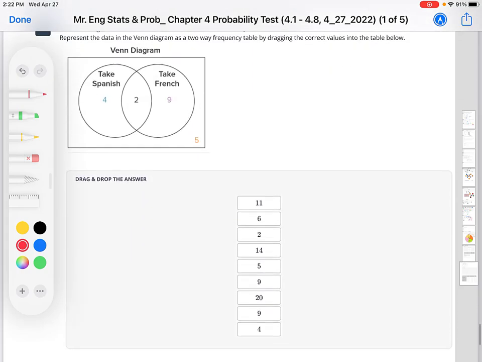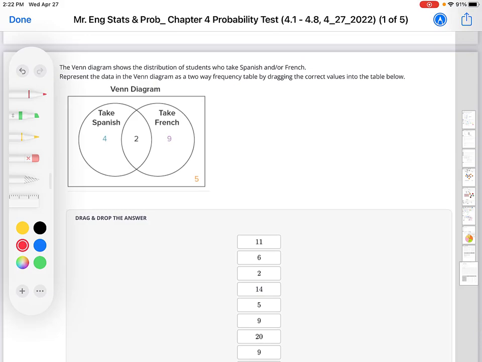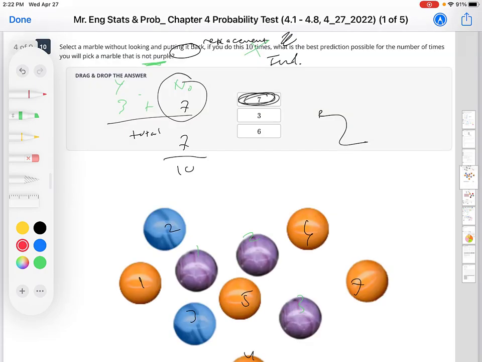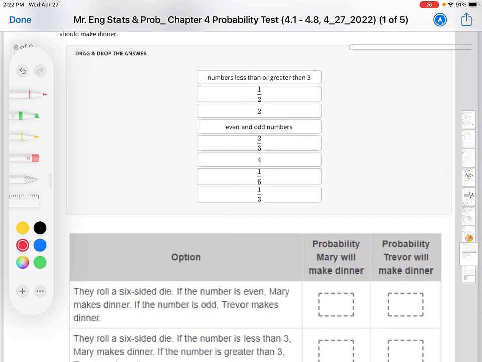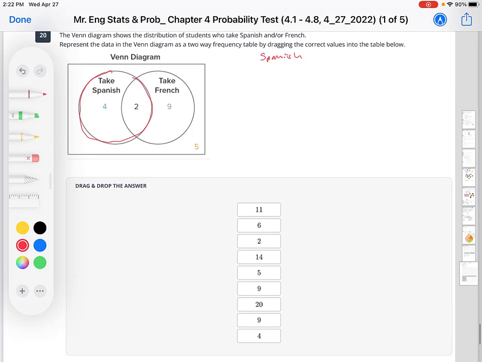Okay, I'm just going to try to replicate this so I don't have to keep scrolling down. Spanish. I like to say taking Spanish, no Spanish. So I'll just call it yes Spanish, no Spanish. Then we have French. Yes French, no French. Okay, let's talk about taking Spanish. So Spanish and no Spanish.